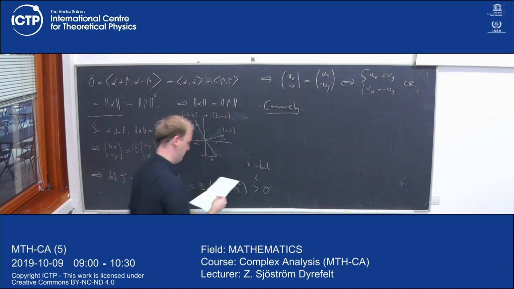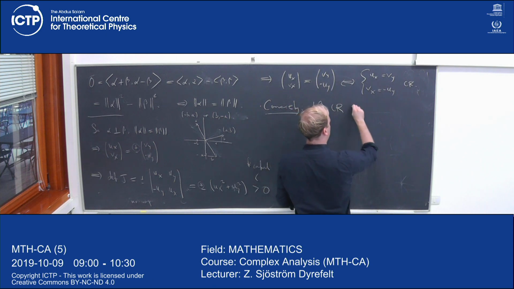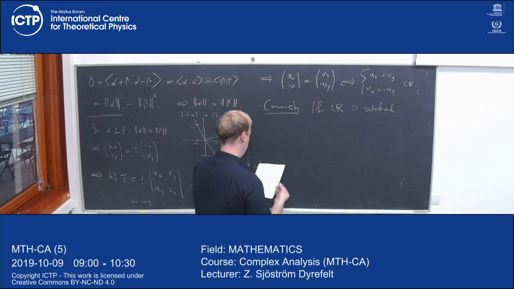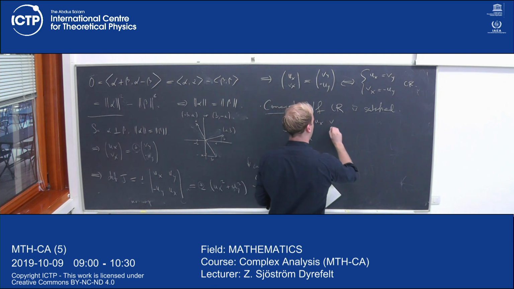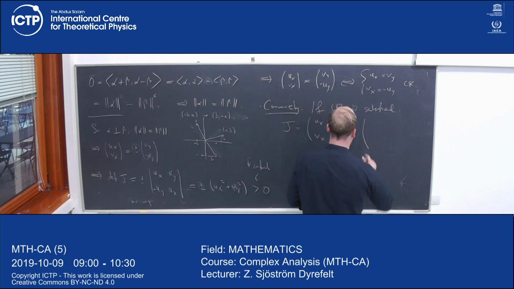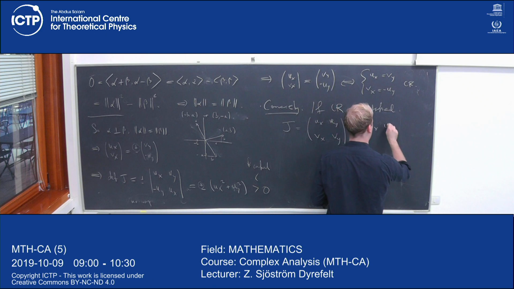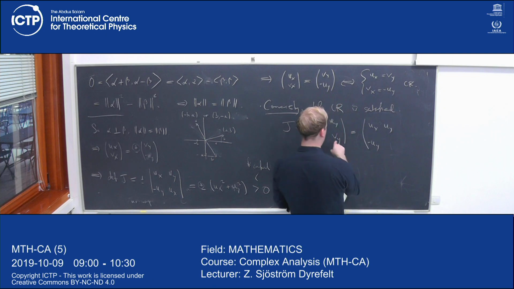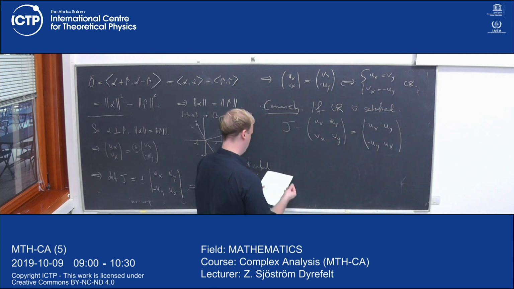Conversely, the other part is easier. If the Cauchy-Riemann equations are satisfied, and it's differentiable, we have these regularity conditions, then we can again look at this matrix. It is equal to ux, uy, and then vx is equal to minus uy, and vy is equal to ux. Okay, and then I can do the same thing.